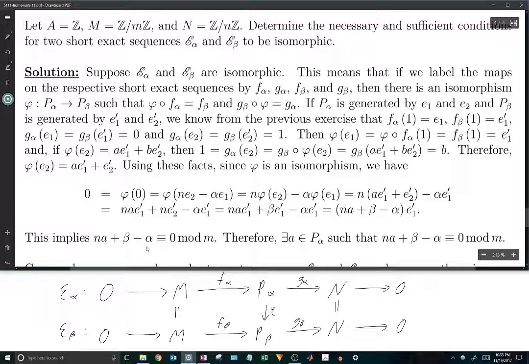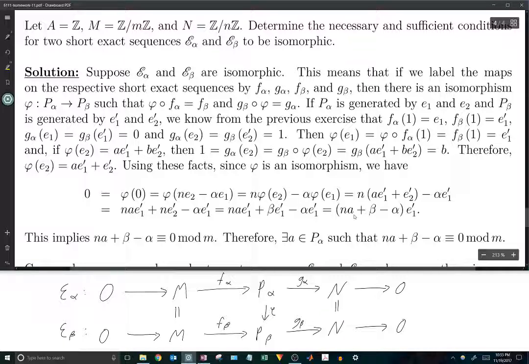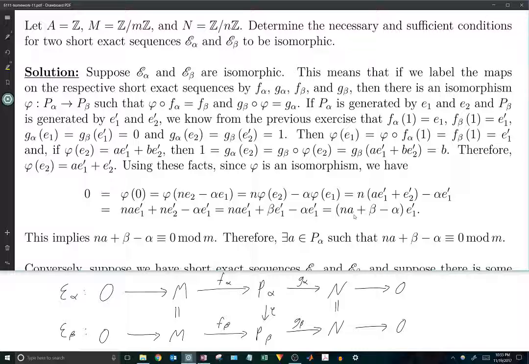So na plus beta minus alpha... Okay, so anyways, E1 prime, we're going to say it's not 0, so this thing is 0, and this is 0 in... Where are we? Oh, wait a minute. Oh, yeah, okay, let's backtrack on everything that I said there.